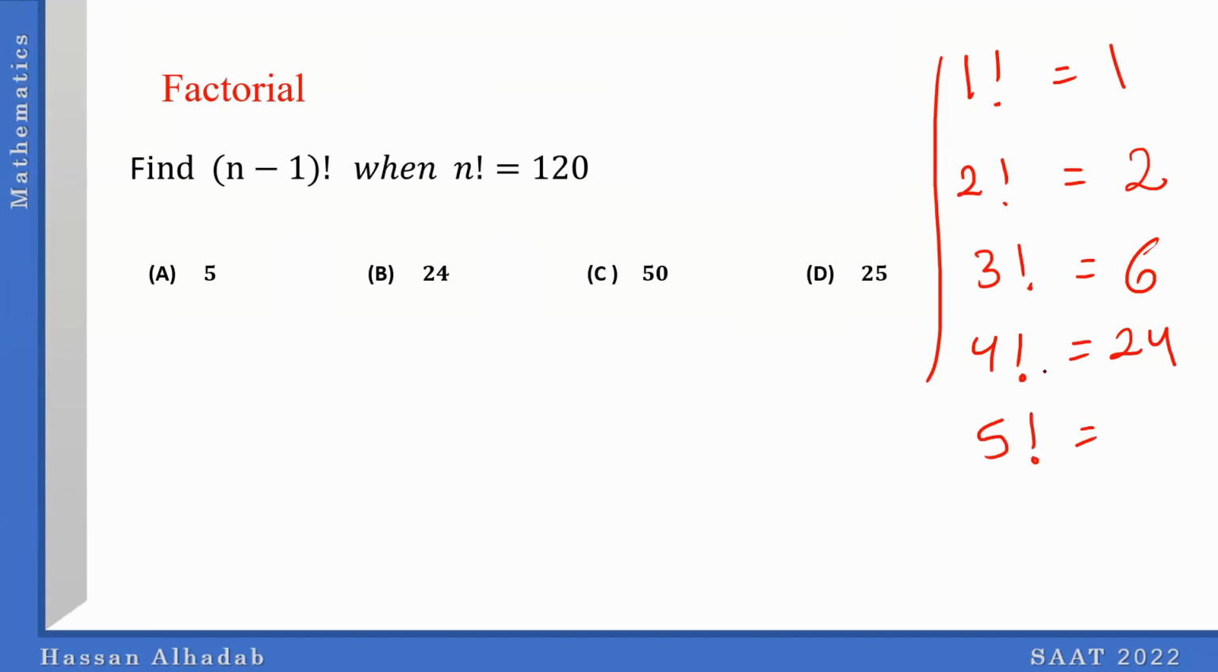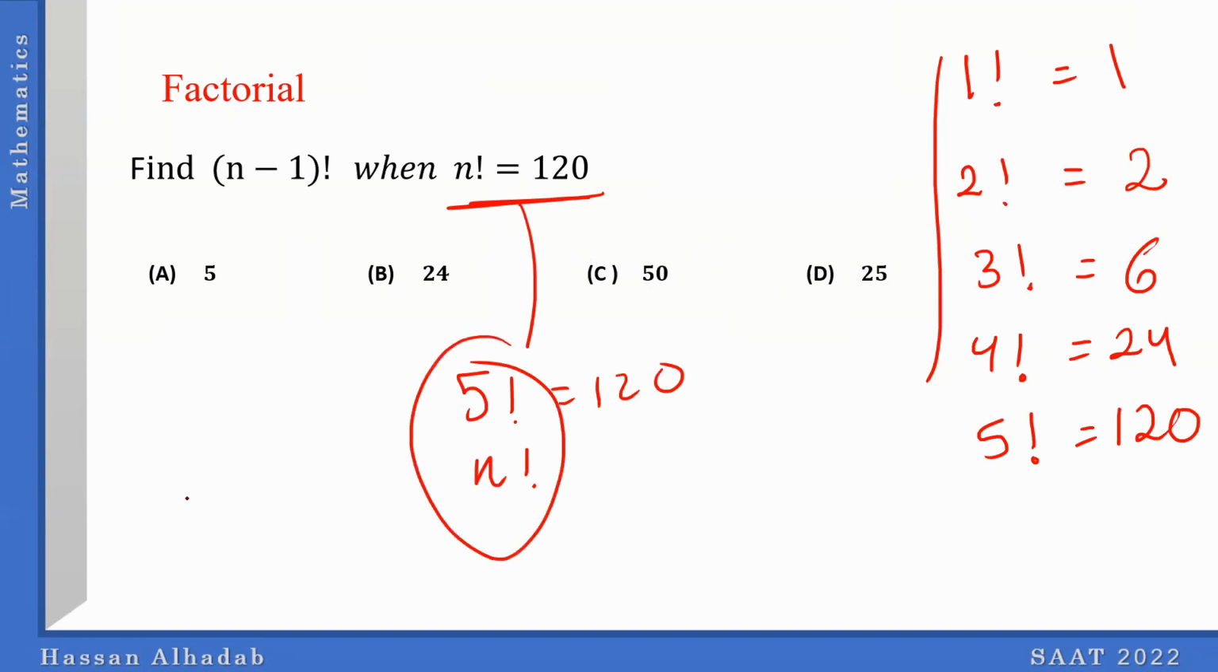So what's 5 factorial? 24 times 5, isn't it? Which is 120. Okay, that means 5 factorial is equal to 120. That means n factorial is 5 factorial. That means n is 5. When I want n minus 1, which means 5 minus 1 factorial. So this means 4 factorial.